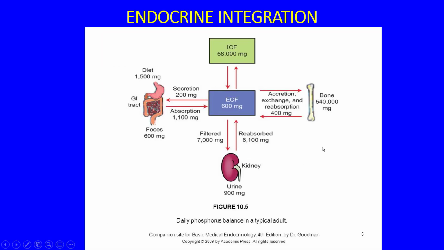And then when we look here for daily phosphorus balance, you'll notice that you have a certain amount that's in the intracellular fluid. The extracellular fluid will have a certain amount. You have accretion, exchange, and reabsorption in the bone. You have your diet of about 1,500 milligrams. You will have absorption of about 1,100. You will have the passage of some of it out via the feces. Okay?